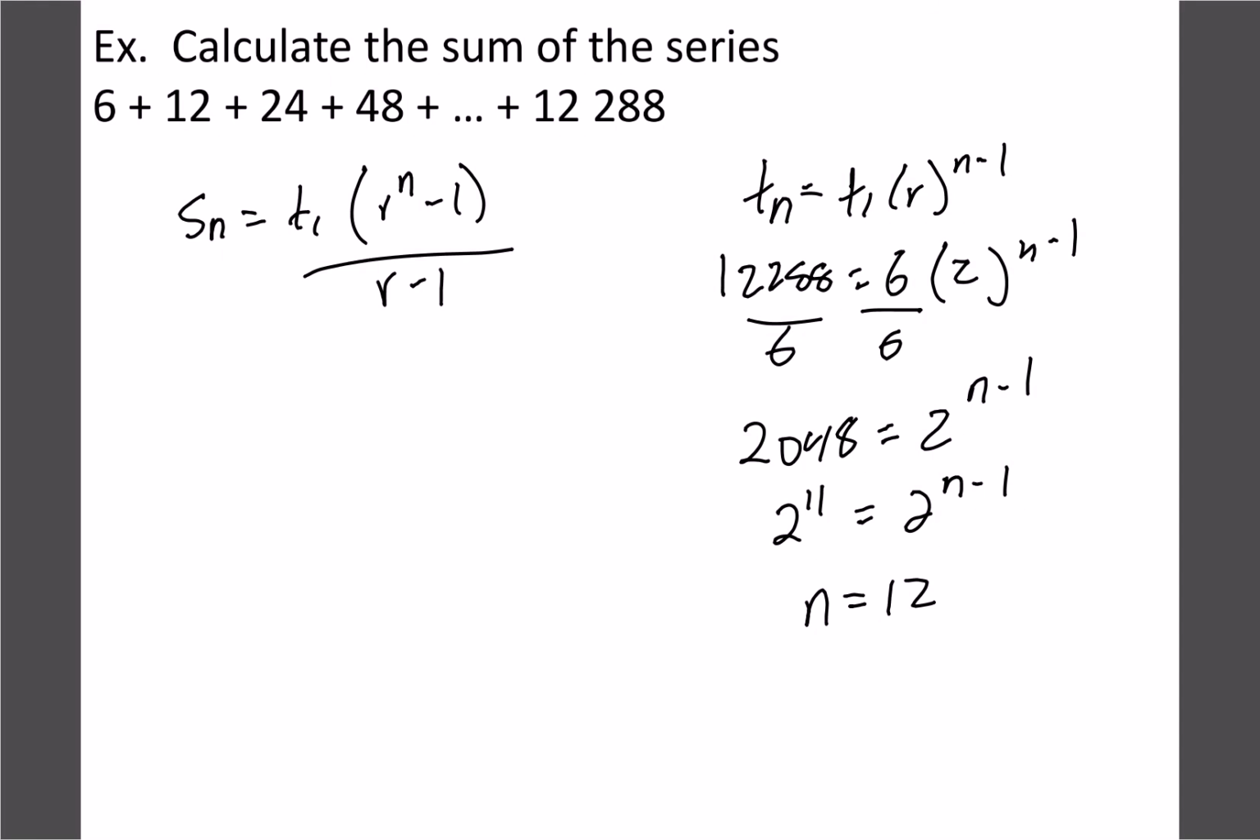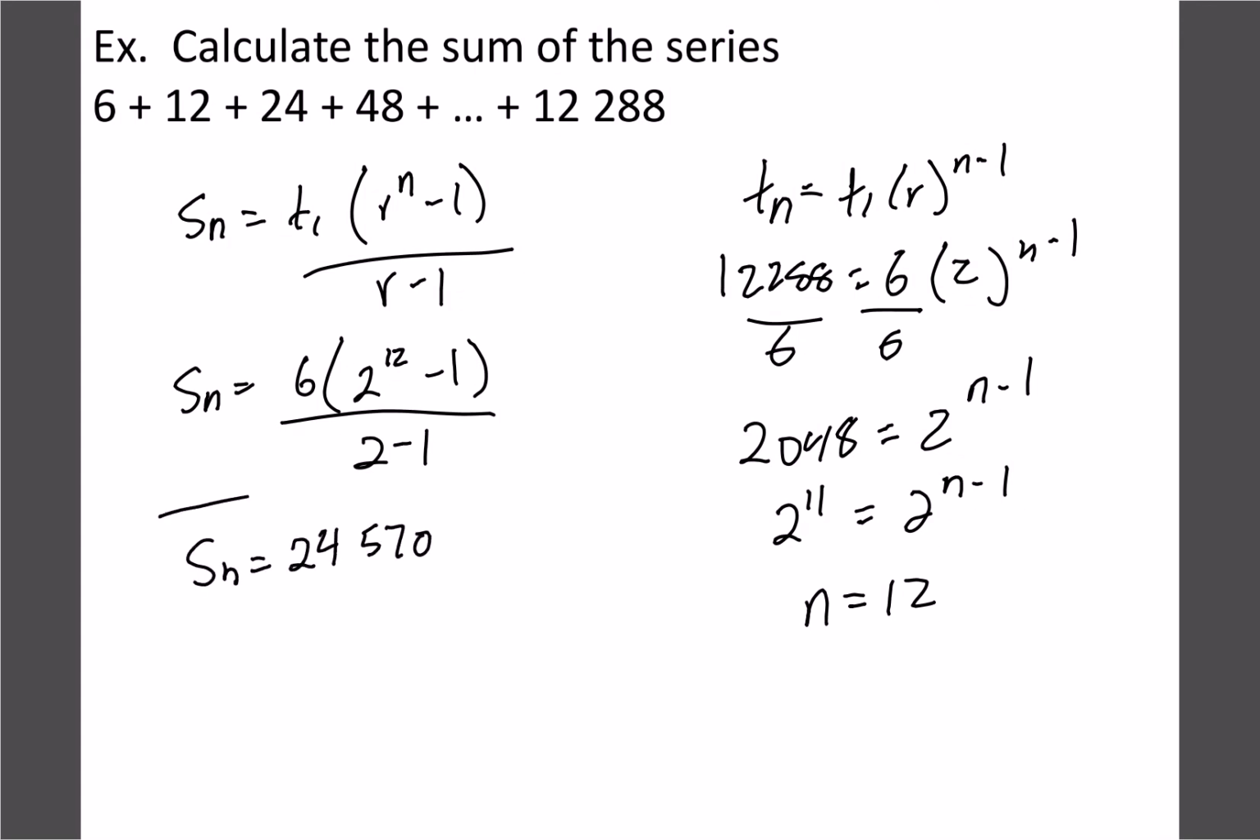Now that we know that, we can go back to our formula and actually calculate the sum. Our total sum would be term 1, which is 6, r was 2, n is 12, and that's it. All we have to do is go 2 to the 12 minus 1, times it by 6, and divide it by 1, which doesn't do anything. So in this case, our total sum would be 24,570.